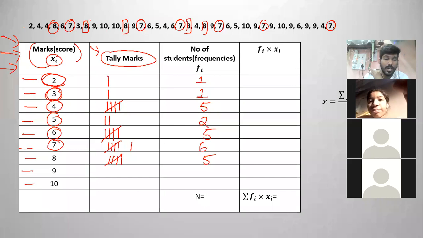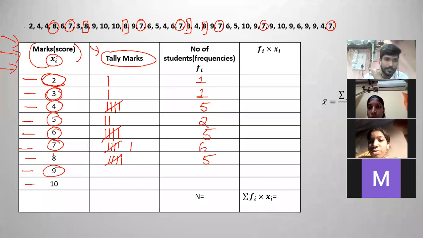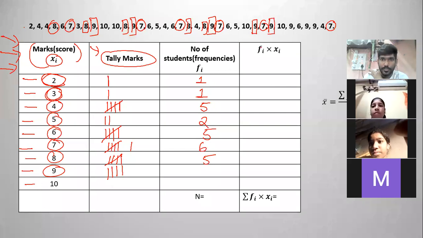Now see the 9. This is the first 9. Put one line here. Here also, again, second one. Again a line. Again there is a 9 here, so again a line here. Fourth one. Again a line. Again a line here. Now this is the fifth one, so this will be cancelled here.